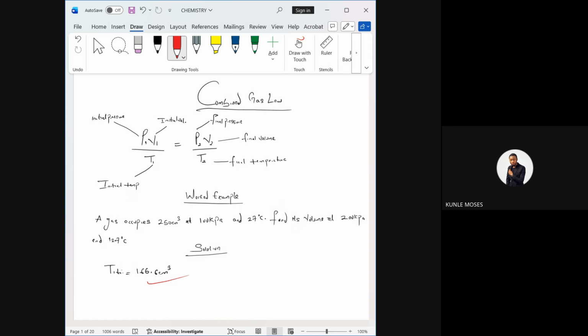So this is just the combined gas law. The formula is P1V1 over T1 equals P2V2 over T2. Anything they ask you to find, you just make what you are looking for the subject of the formula. Then you proceed with your question and the solution. The most important thing is to always convert your temperature to Kelvin. Once you fail to convert your temperature to Kelvin, you may miss a lot of things.